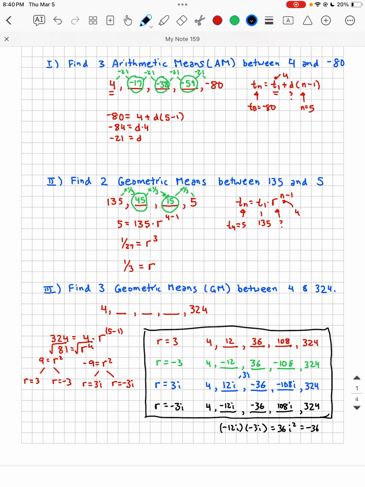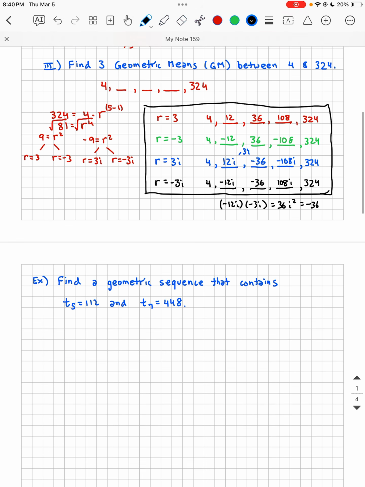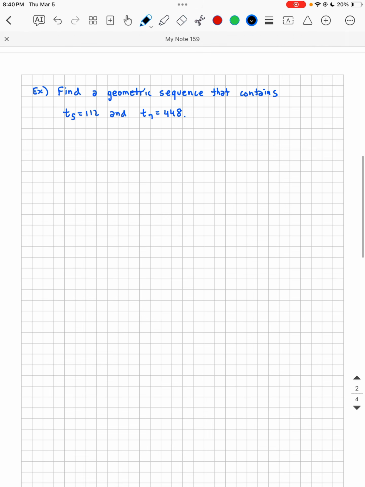My question to you is, in what scenario will you have imaginaries in your geometric mean, whereas in what scenarios will you have just positive or maybe just negative numbers in your geometric mean? I want you to look at the difference between number 2 and number 3. Figure out what it is that I'm asking that leads into each conclusion, okay? That's something for you to explore.